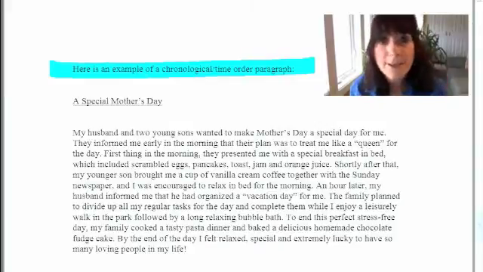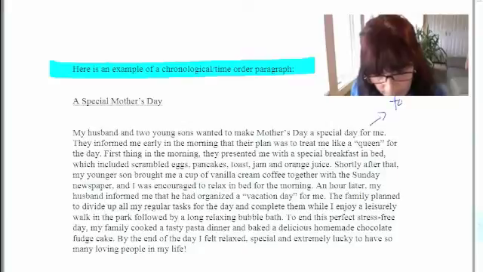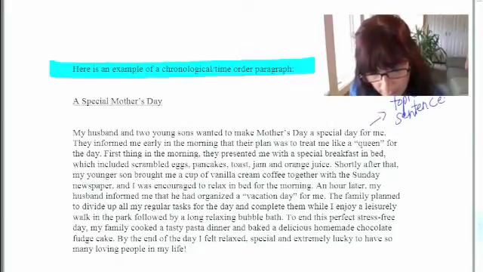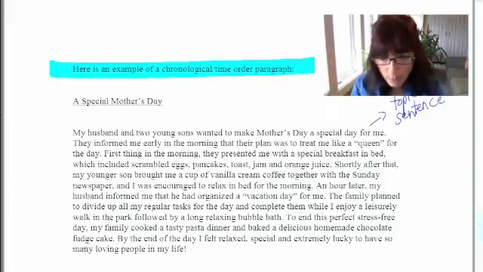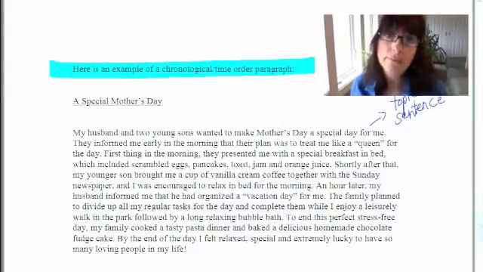All right, let's look together really carefully at this paragraph, taking a look at the introduction, the conclusion, the supporting details as well, and the transitions that have been used in order to add coherence. So looking at the opening sentence, this is your topic sentence. My husband and 2 young sons wanted to make their Mother's Day a special day for me. So that is what you're going to be discussing. So you're stating what your topic is, which means the rest of the paragraph will expand on how they made this day a special day for you. So a nicely worded topic sentence.